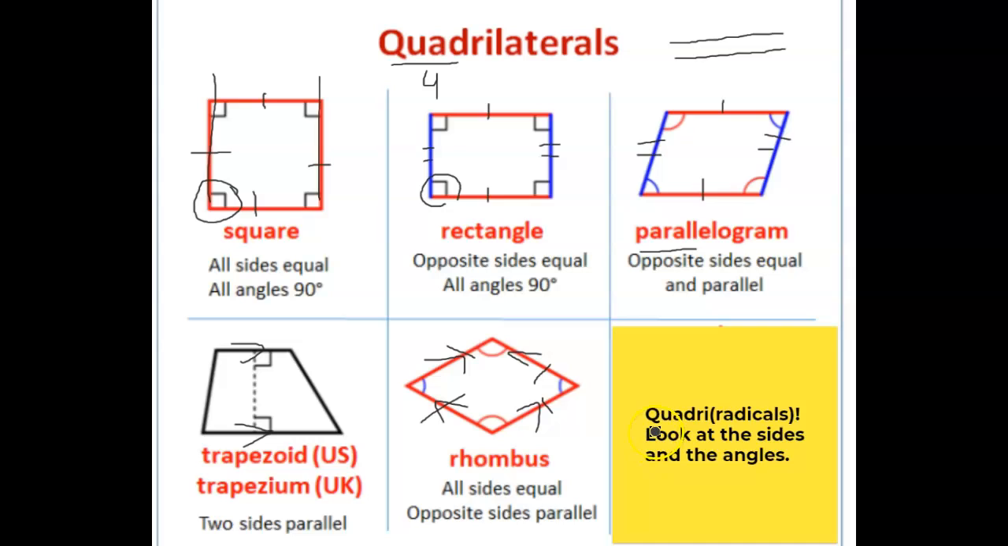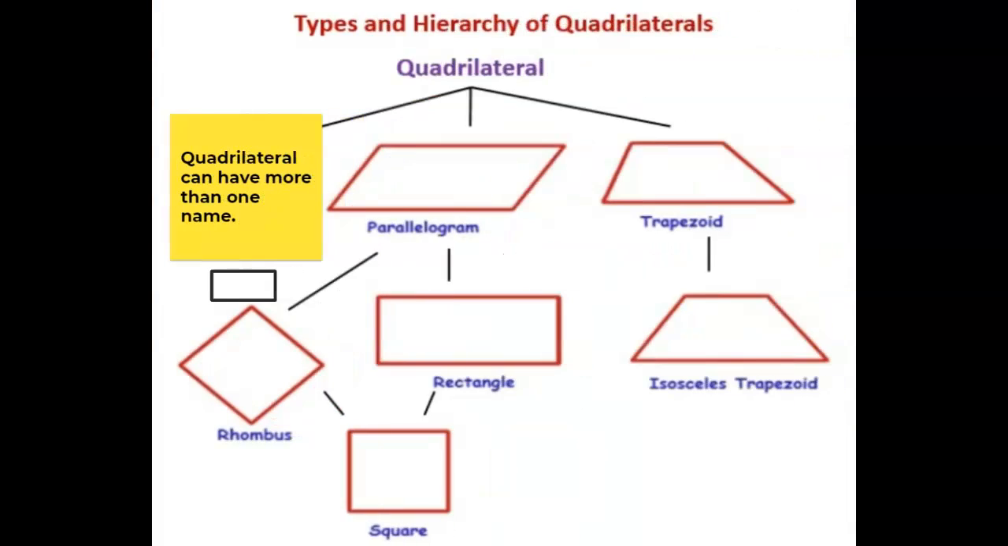Now, when we're looking at quadrilaterals, we want to look at the sides and the angles, and that's pretty much what we've been doing. We're looking at the sides. Are the sides congruent? Are the sides parallel? And then we're also looking at these angles. Does it have right angles or not? So here's a good way to think about quadrilaterals, because quadrilaterals can have more than one name.